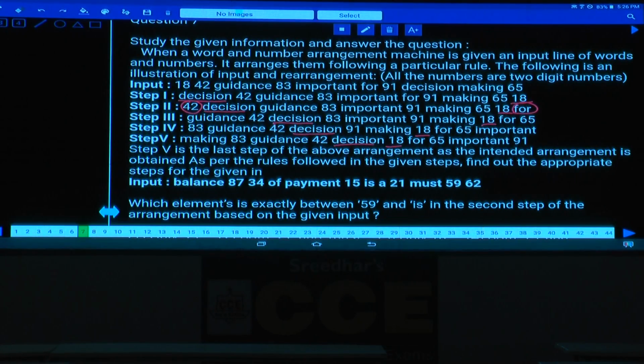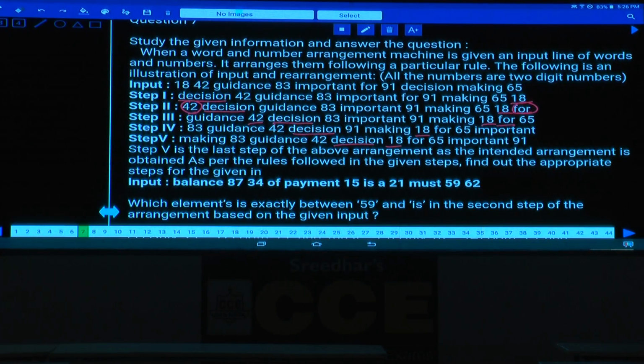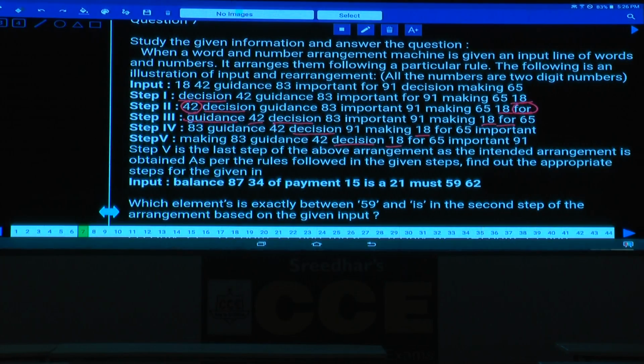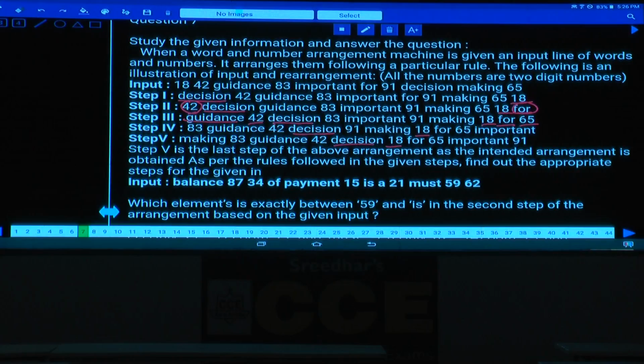Clear? And in step 2, the next highest number to 18 is 42. And the next highest word to decision is for. And these two will be arranged. Further, this 42 shifted to the next place, and this for shifted to the next place and so on. And in step 3, the next word after decision, for is guidance, guidance arranged at the first place in step 3, and the next highest number to 42 is 65 arranged at the last place.